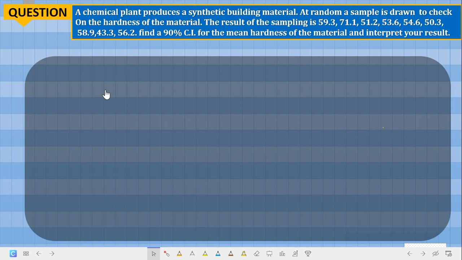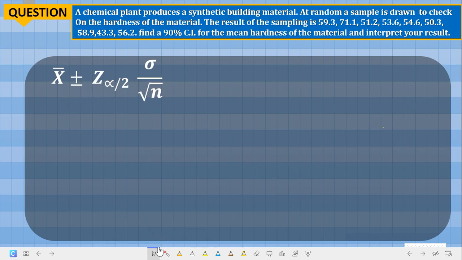You have a question that says, a chemical plant produces a synthetic building material. At random, a sample is drawn to check on the hardness of the material. The result of the sampling is given. Now the question says, find a 90% confidence interval for the mean hardness of the material and interpret your result. The formula for calculating the confidence interval for a mean value is given by this.